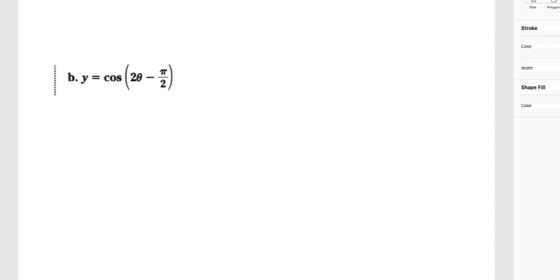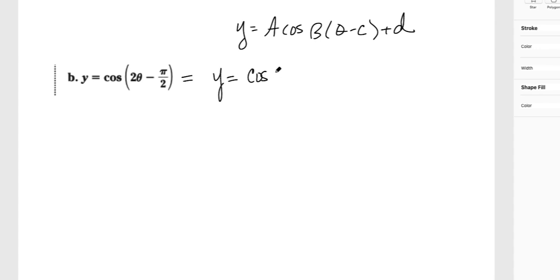Part B is one of those examples that I would definitely rewrite, because we talked about our graph having the form A cosine B. I know I'm writing it over and you're like, I got it, but just trust me, it's helpful to see it again and again so you can understand. Notice that when I rewrite it, I want to factor out the coefficient of the angle measure. So I've got y is equal to cosine of 2 times the quantity theta minus pi over 4.